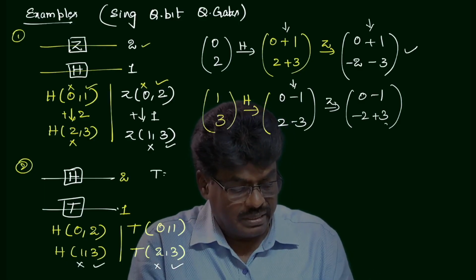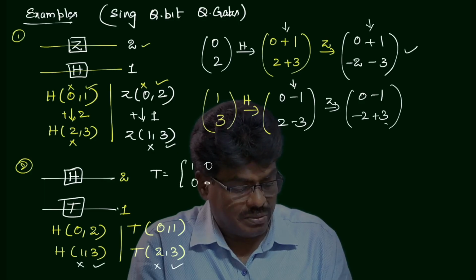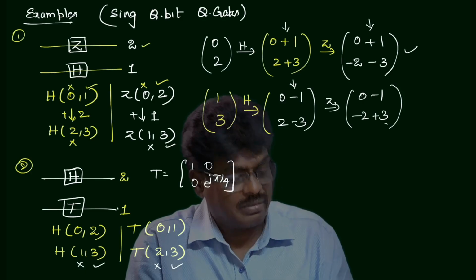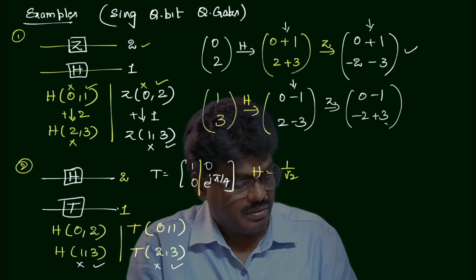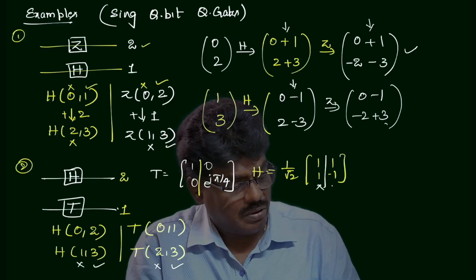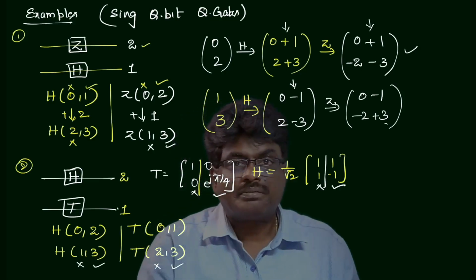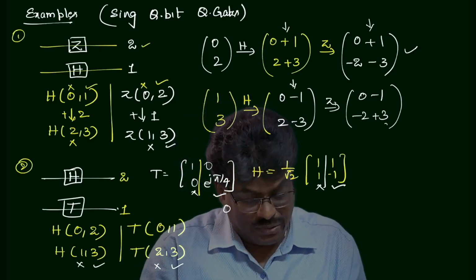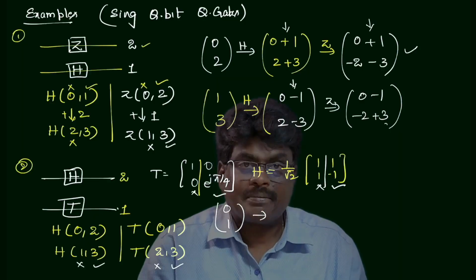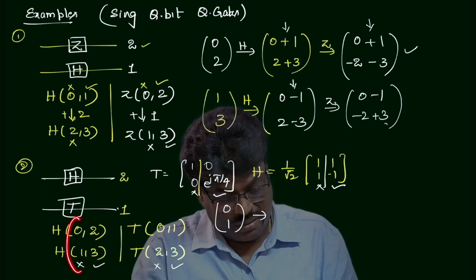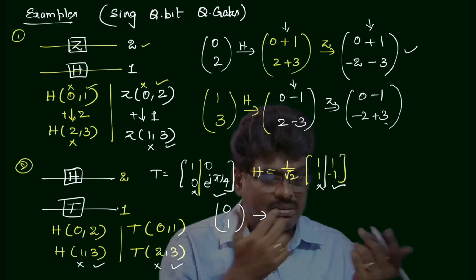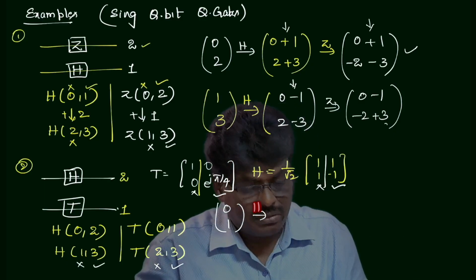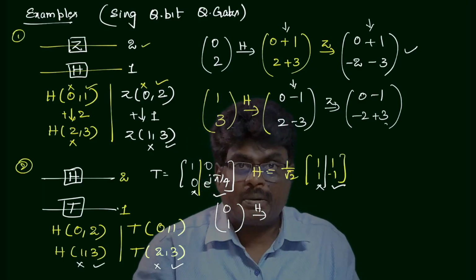And if you forget this T operator, 1 0 0 e power i pi by 4 I am taking. And Hadamard also I will write, if you want, 1 over root 2, 1 1 1 minus 1, off on, and this is off on. Now here also I am taking, I told you 0 and 1 I am taking, because here see this one. If it is a Hadamard, I will take like this. Otherwise anything you can take, it's not a problem. Okay, sorry, Hadamard is operating on 0 and 1.